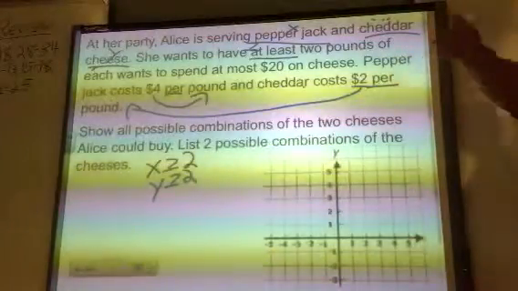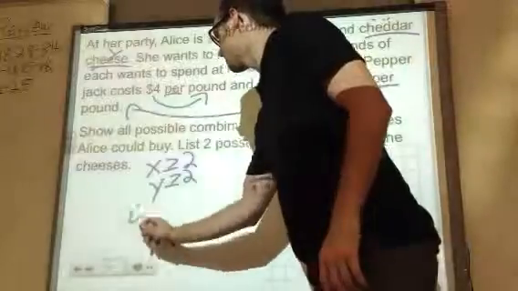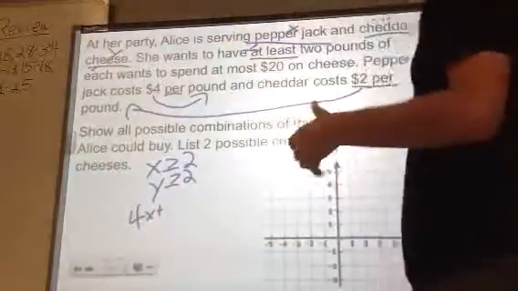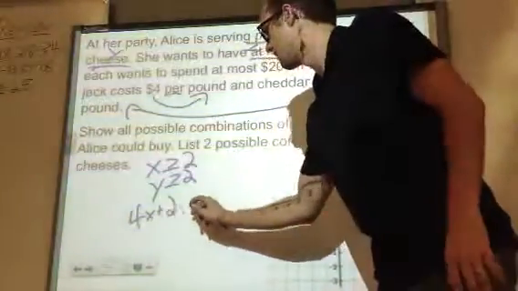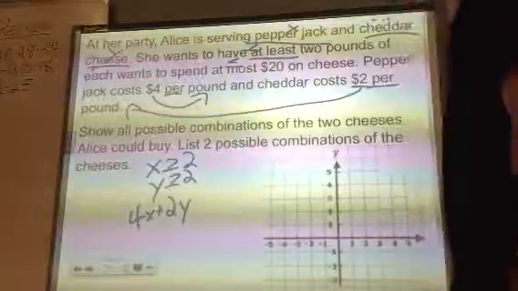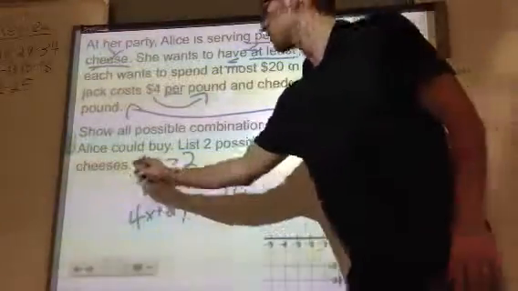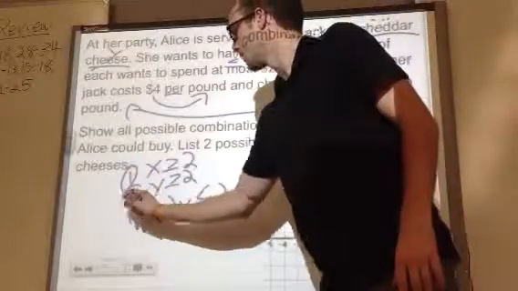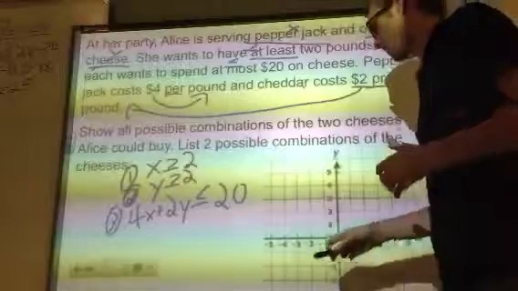Okay, so now let's look at the cost. 4 per pound of pepper jack cheese, so that's going to be 4x. We're adding more pounds, so 2 per pound of cheddar cheese is going to be plus 2y. It's at most $20. At most is going to be less than or equal to 20. Alright? So here's our system of inequalities. We're going to graph all three of these on the same system.